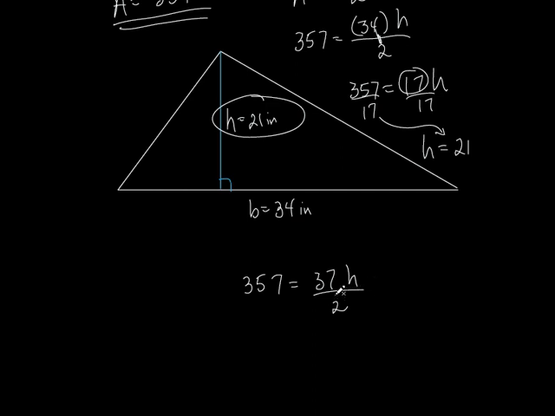I'll get rid of the 2 first. How do I get rid of the 2 if it's being multiplied? Divide. I'm sorry, I lied. If it's being divided, I was getting ahead of myself. If it's being divided, you multiply. Sorry about that. Right, you multiply by 2. Then how do you get rid of this 37 if it's being multiplied? You divide by 37. Plug that in your calculator and that's what you would get. Everybody see that? The only reason that I divided here is because it came out even. I probably should have showed it to you like that.